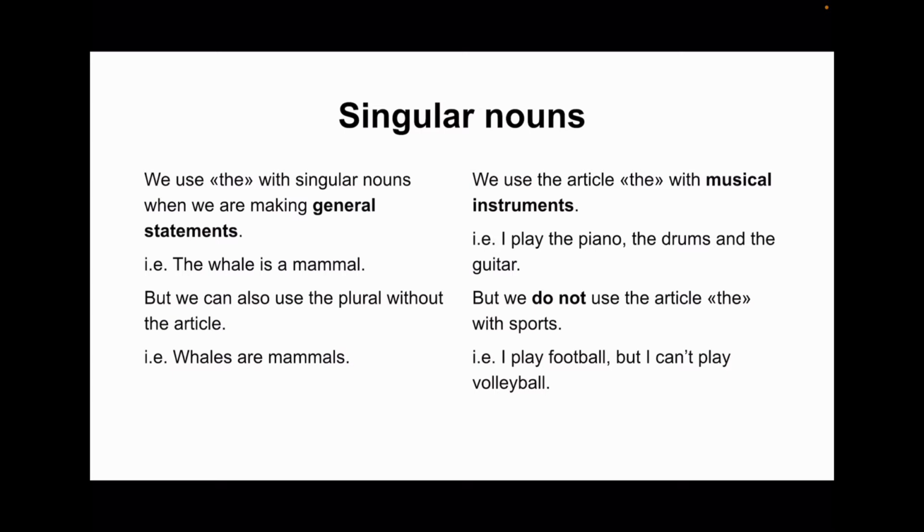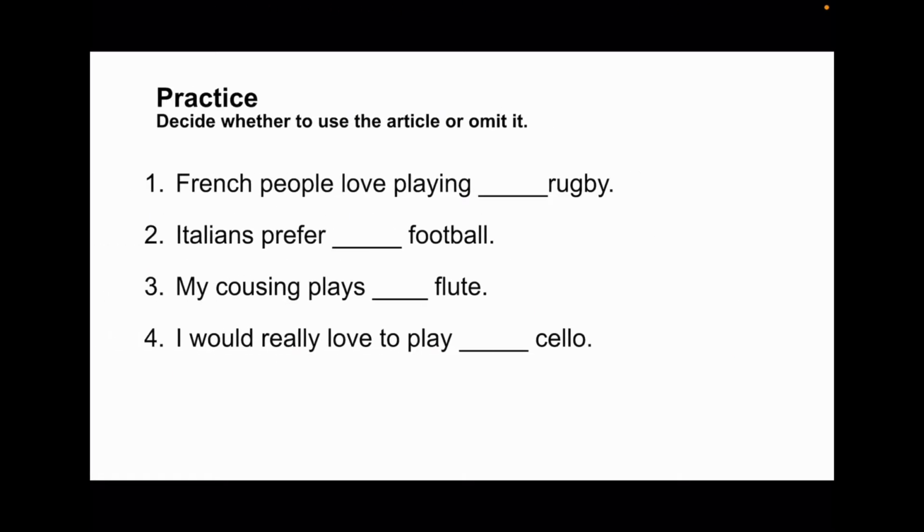We use the article the with musical instruments. For example, I play the piano, the drums, and the guitar. But we do not use the article the with sports. For example, I play football, but I can't play volleyball. Let's pause the video once again and decide whether to use the article or omit it.